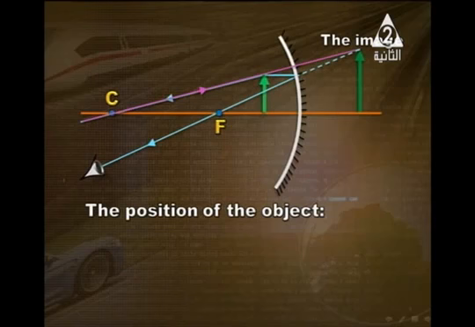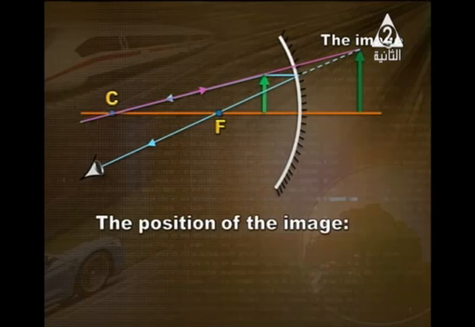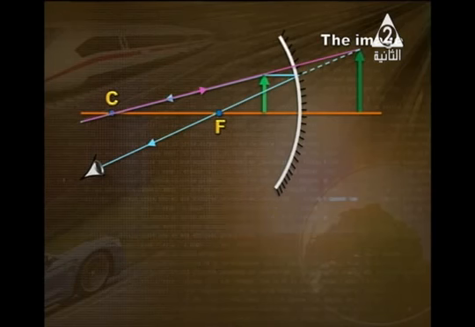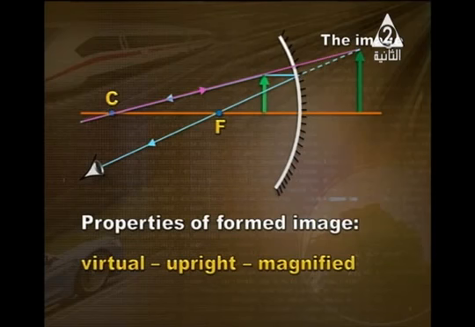The position of the object is at a distance less than the focal length, or between the focus of the mirror and the pole of the mirror. The position of the image is behind the mirror. Properties of the formed image: virtual, upright, and magnified.